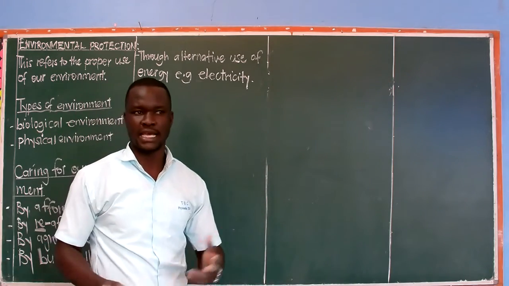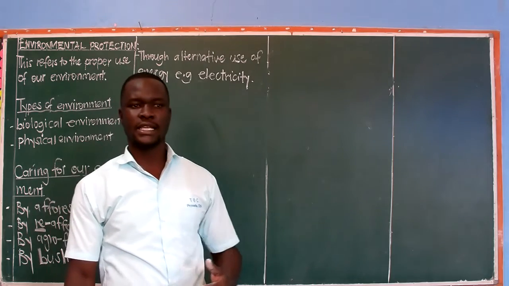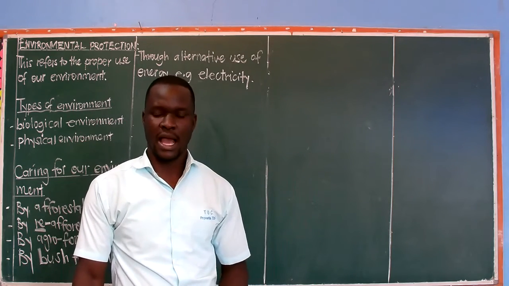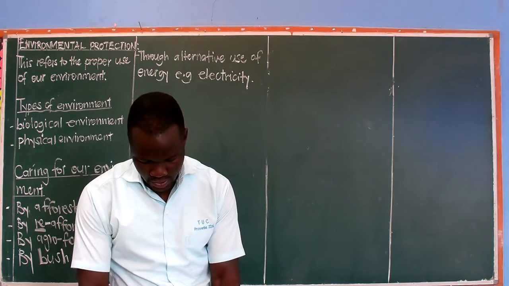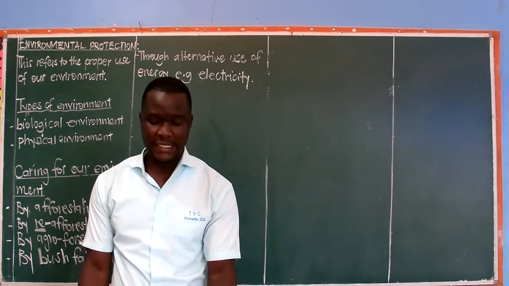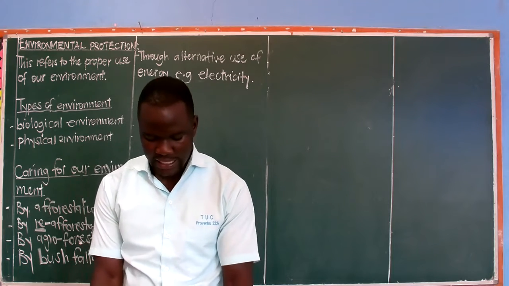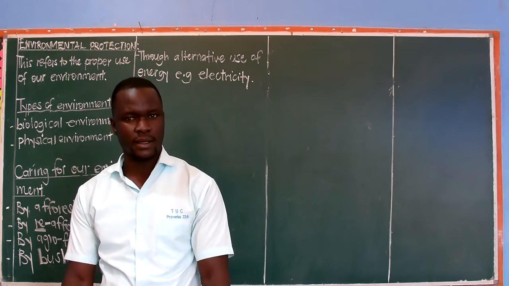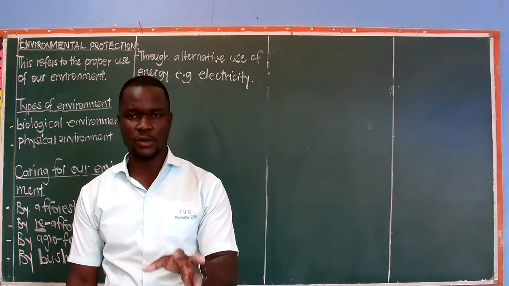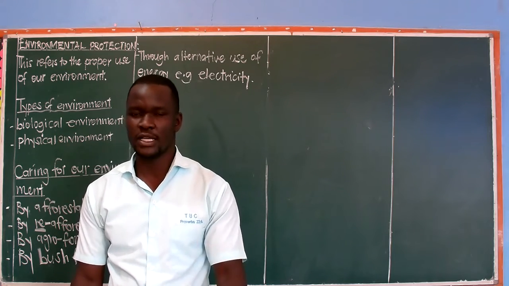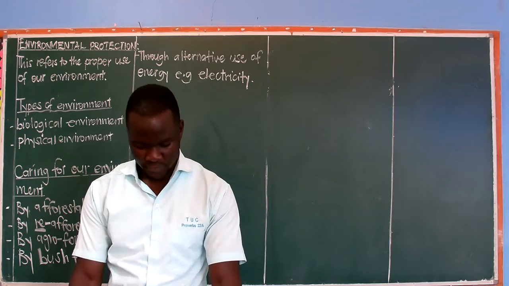Alternative energy use, like I defined, refers to the use of other sources other than wood fuel, as you can see in your book. This is where people use other sources of fuel instead of wood fuel. I have already given you the examples of wood fuel. We have mainly two, then we have also the third one, sawdust.